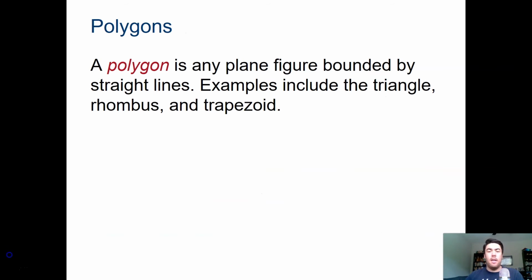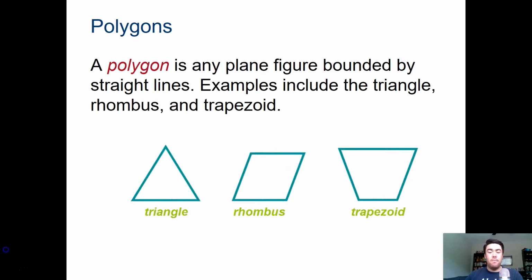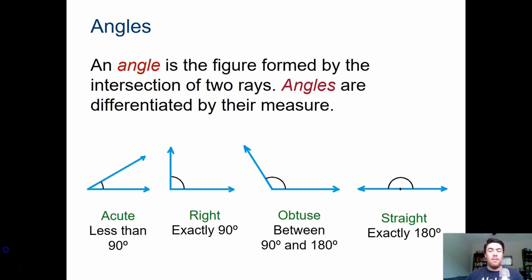A polygon is any plane figure bounded by straight lines. Examples include the triangle, rhombus, and trapezoid. An angle is the figure formed by the intersection of two rays. Angles are differentiated by their measure. So an acute angle is less than 90 degrees. A right angle is exactly 90. Obtuse is between 90 and 180. And a straight angle is 180 degrees.